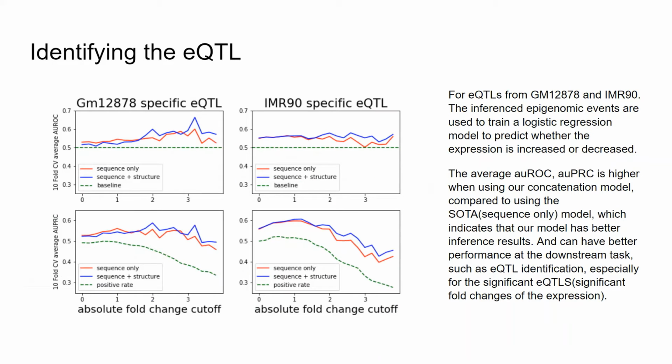After the model is trained, we focus on the downstream task, non-coding mutation effect prediction. The cell line-specific eQTLs are collected for the cell lines GM12878 and IMR90. The SOTA and our model's inference results are calculated and used as the input to predict whether the expression of the eQTLs is increased or decreased. It turns out that our hybrid model has better performance, especially for the significant eQTLs, the eQTLs that have significant expression changes. So our model is not only doing better on the test set, but also on the downstream task.